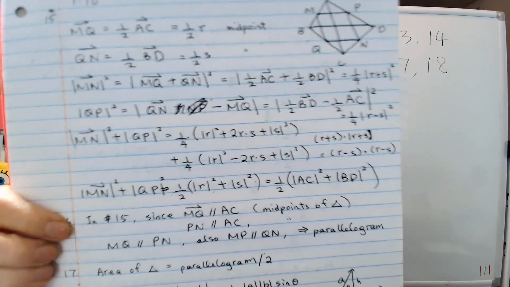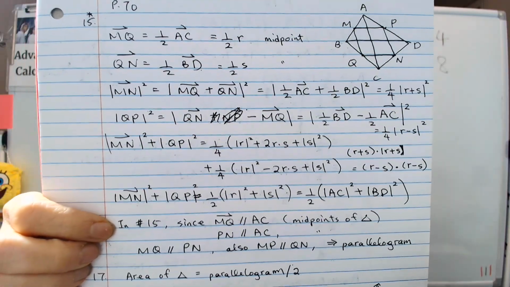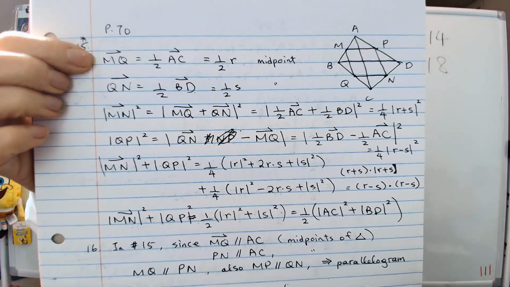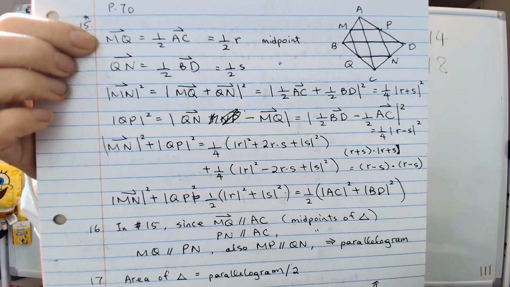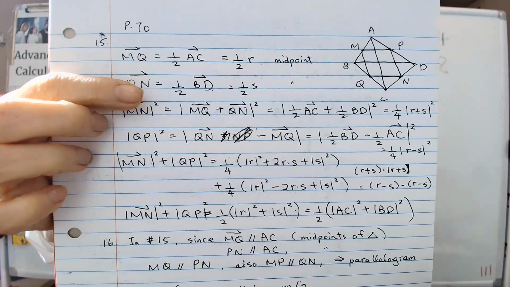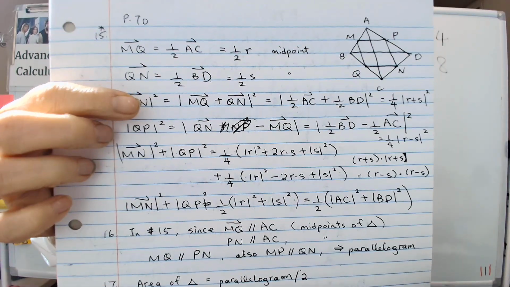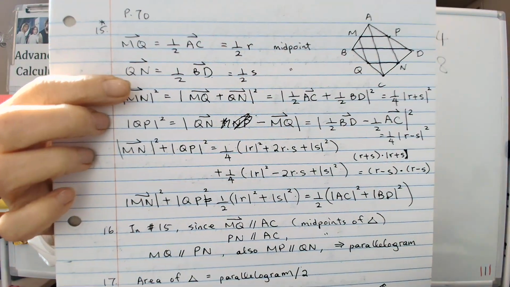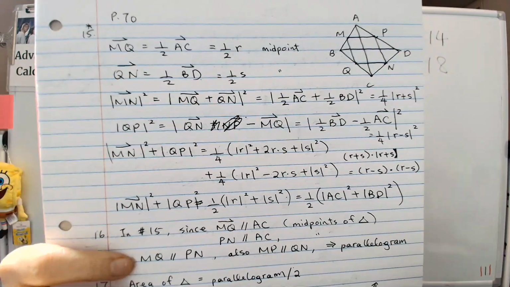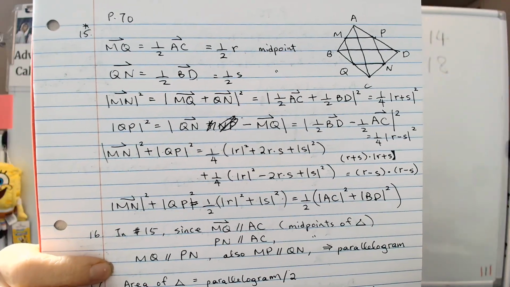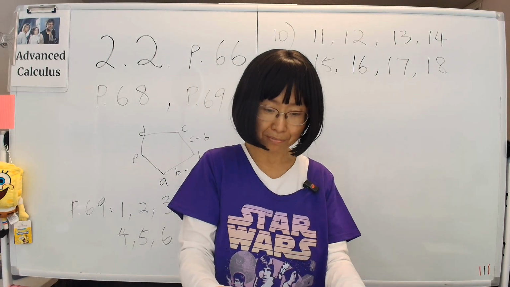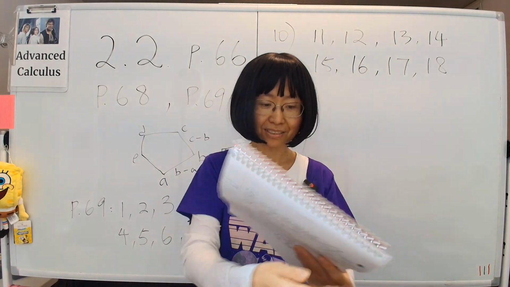since by problem 16 we already know this, and because we know this from problem 15, the MQ is parallel to AC because it's the midpoint and stuff like that, and then PN is also parallel to AC, because it's the midpoint, so it's parallel to the base. It's from geometry somewhere. And similarly, the other two sides are also parallel, and therefore that thing connecting the midpoints is a parallelogram. That's all there is to say to it.